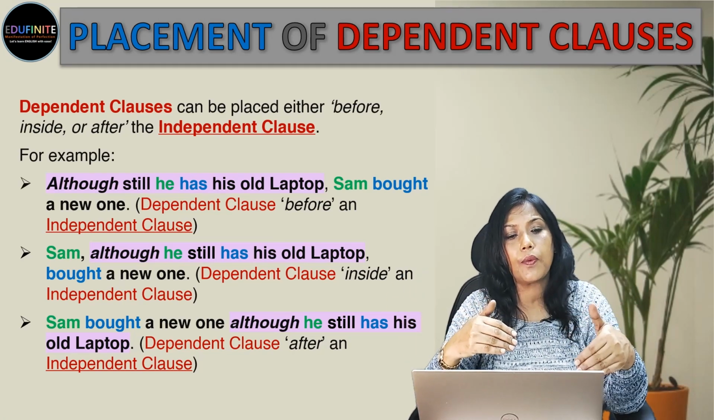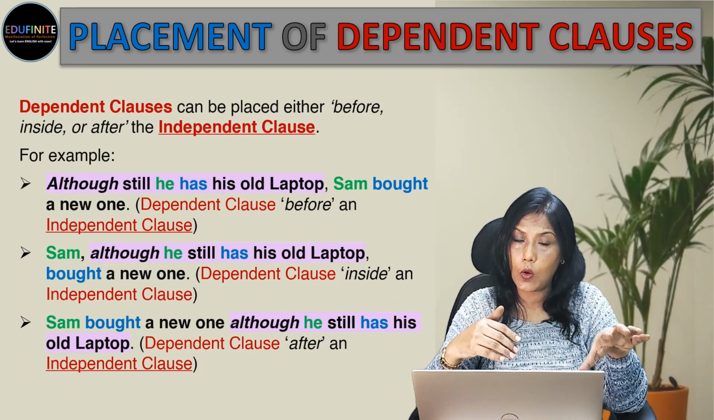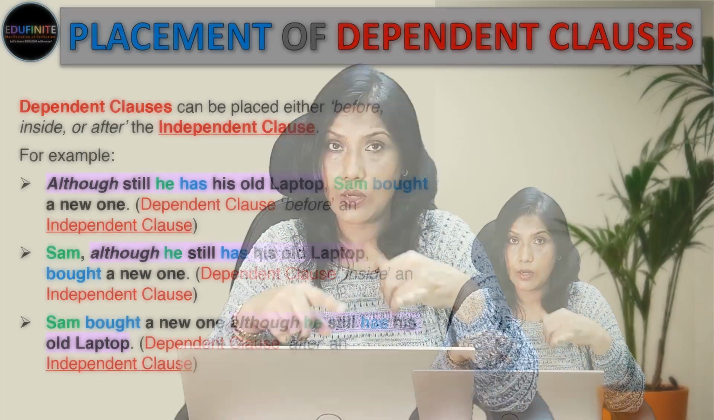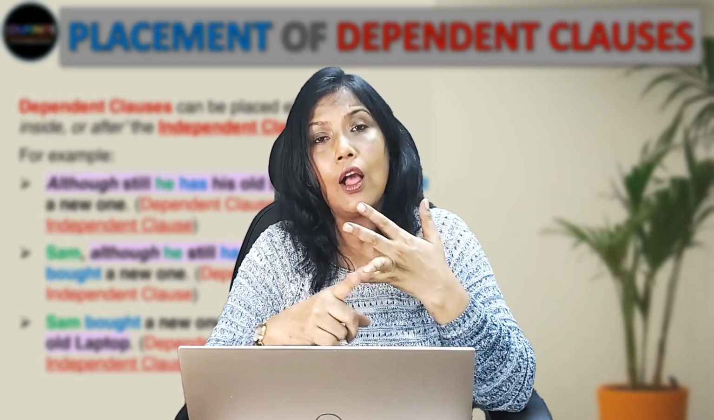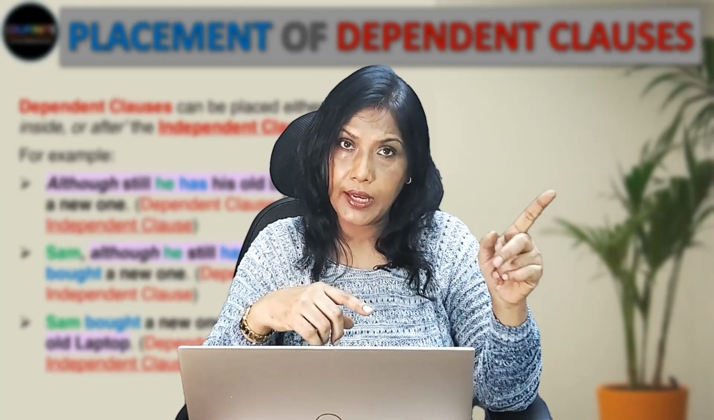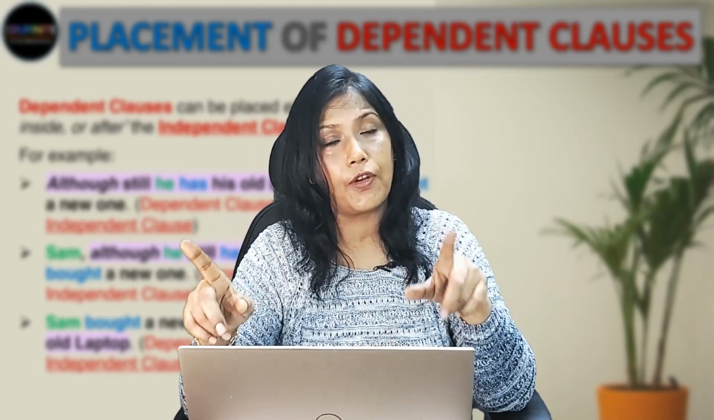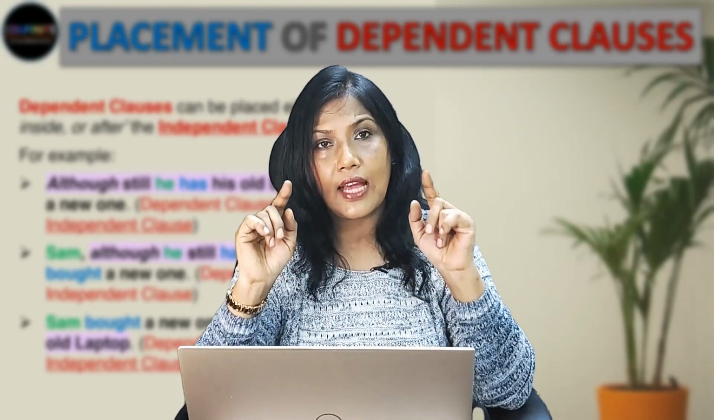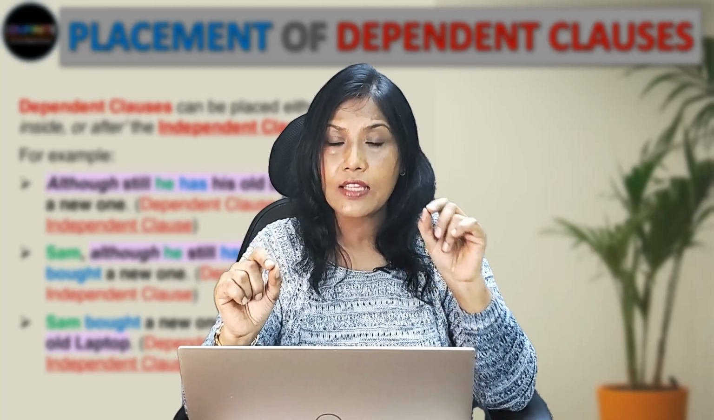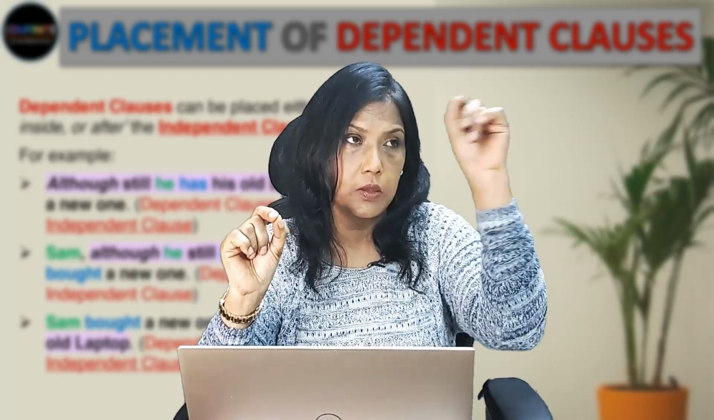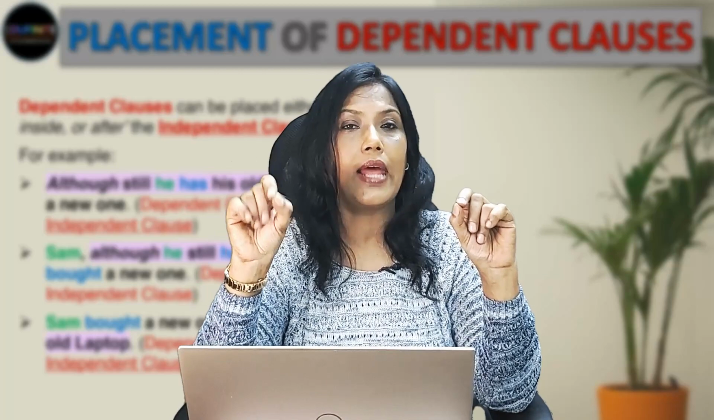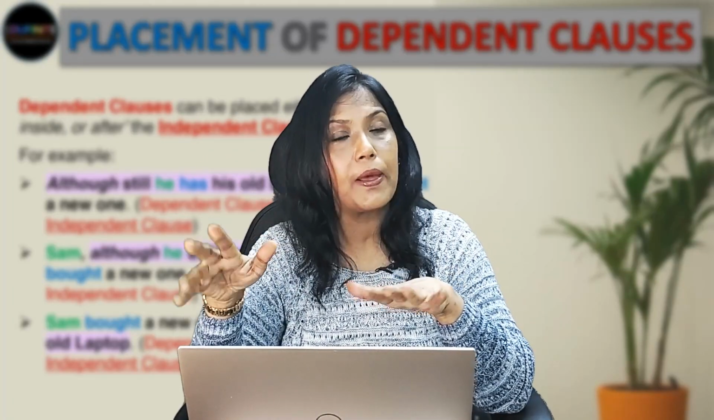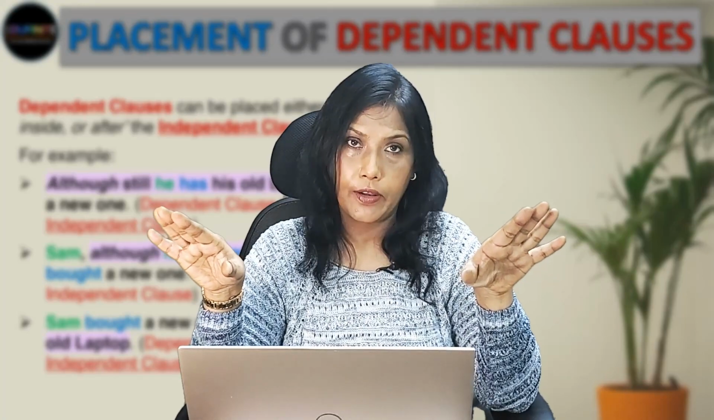So these are the 3 ways how you place a dependent clause in a sentence beside the independent clause. It can be in the beginning, it can be in the middle, or it can be at the end. If it's in the beginning, it has to be separated by a comma from the independent clause. And if it's inserted inside the independent clause, in that case, the dependent clause has to be totally separated by 2 commas, one at its starting and one at its end. And the third, when you put it after the independent clause, then there are no commas to separate them.